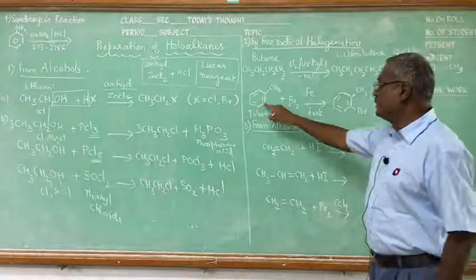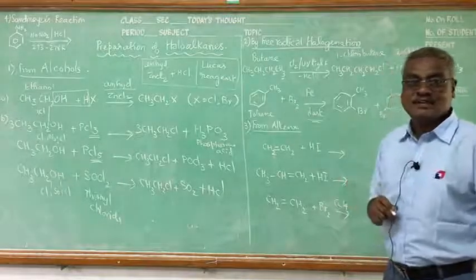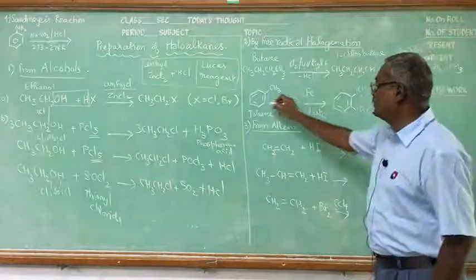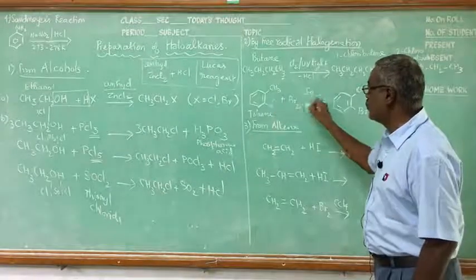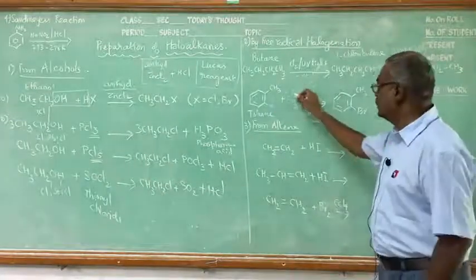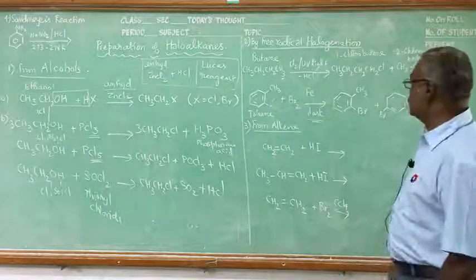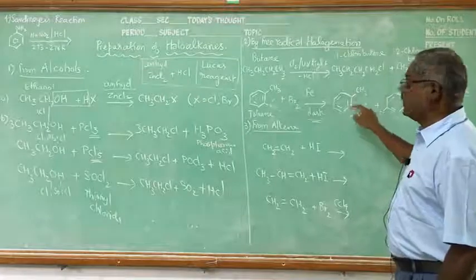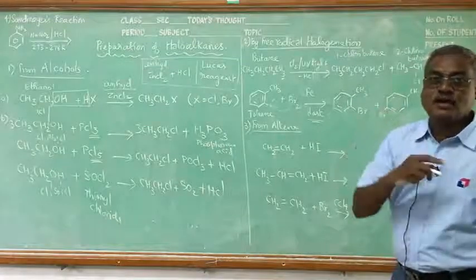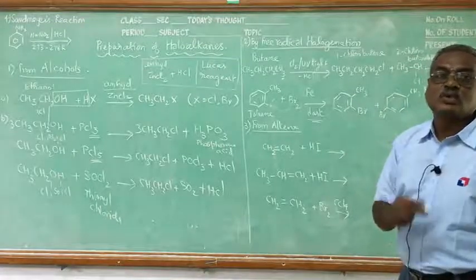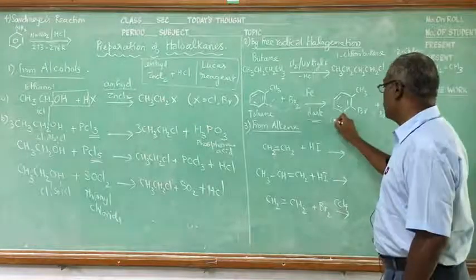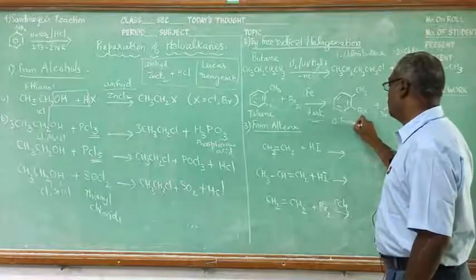In the next position, the hydrogen is replaced by one bromine. Here one hydrogen is there; this hydrogen and bromine will go as HBr. In that place another bromine will substitute. So if two groups are in two adjacent positions, it is known as ortho. So here you will get ortho-bromotoluene.